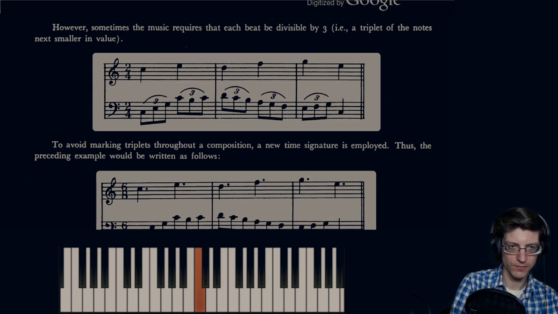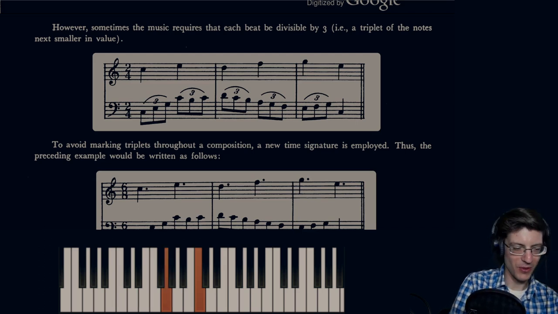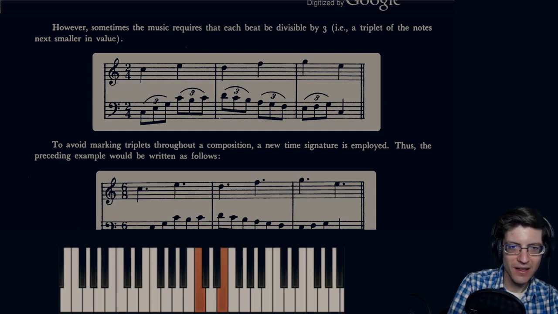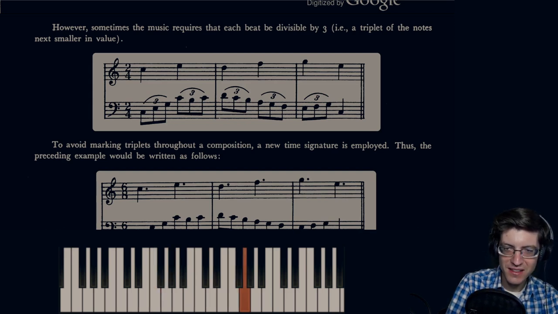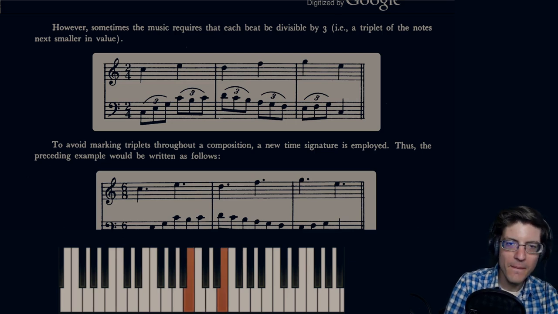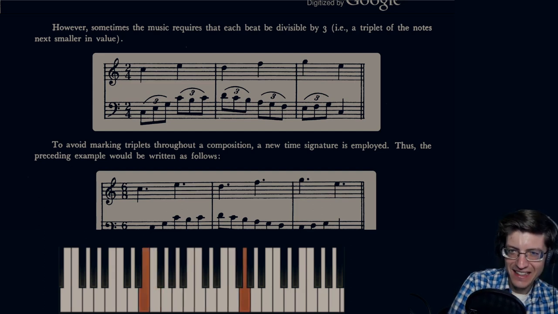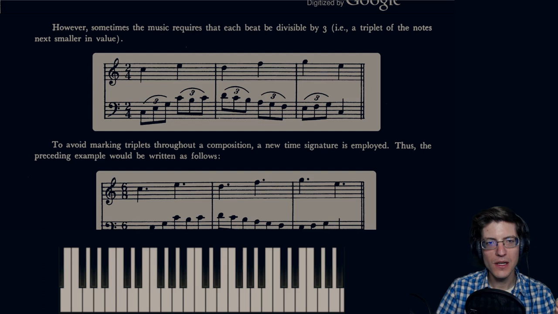So if I were to play this, I have a very small keyboard here, so I can't really play them. There we go. Do you see that? So, dum bum bum. So I've got to play it. And there we go. So you see division by 3 trying to fit into 2.